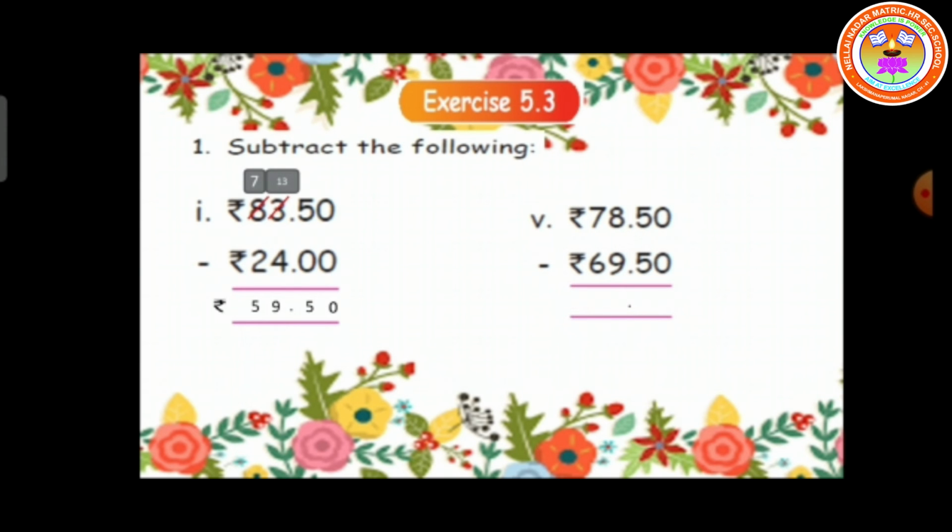Next problem, 78 rupees 50 paise subtract with 69 rupees 50 paise. What is 0 minus 0? 0. 5 minus 5? 0. As we know, when the same number is subtracted, the answer is 0 only. Then 8 minus 9, we can't do subtraction. So we are doing borrow with the previous number, 7. The before number of 7 is 6. Now 8 has changed into 18. So 18 minus 9 is 9. Again 6 minus 6 is 0. So the answer is 9 rupees. Is it clear, students? Yes?